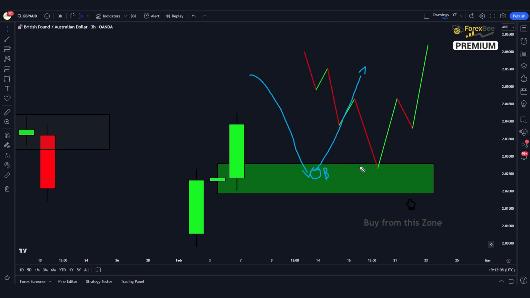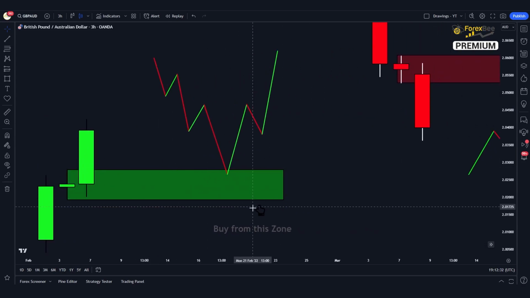So after the market comes back to this region and picks those pending orders, the market will again move very impulsively in the bullish direction, and that's where we will be taking profit in this last wave here after the picking of the orders from this zone. So this is how the demand zone works.